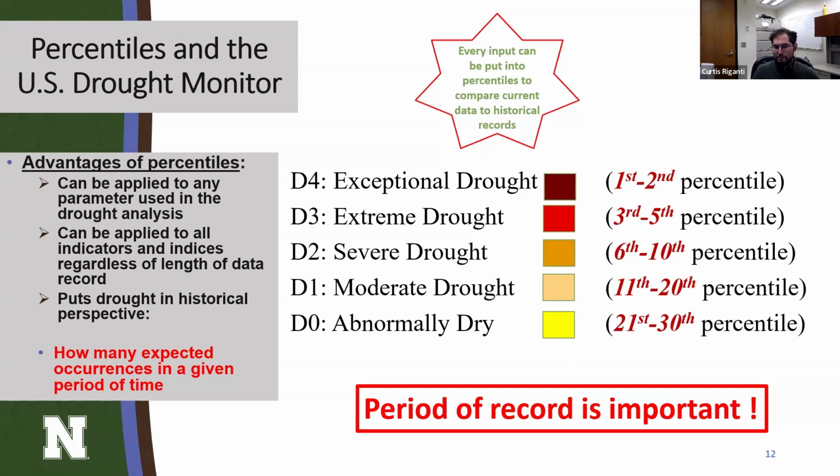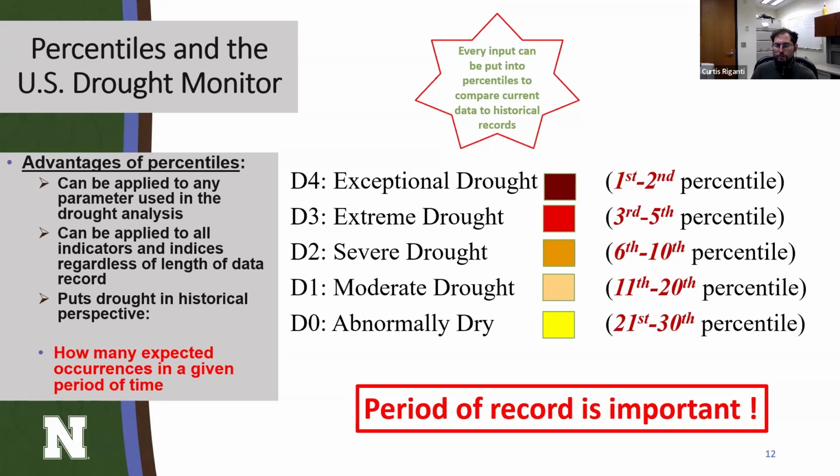So our D0 level, abnormal dryness, we don't technically consider that drought. That represents areas going into or coming out of drought. That represents the 21st through the 30th percentile. And then as you go progressively rarer dryness levels, you have moderate drought with the 11th to 20th percentile, severe drought, the 6th through 10th, extreme drought, the 3rd through 5th, and exceptional drought, the 1st through 2nd.